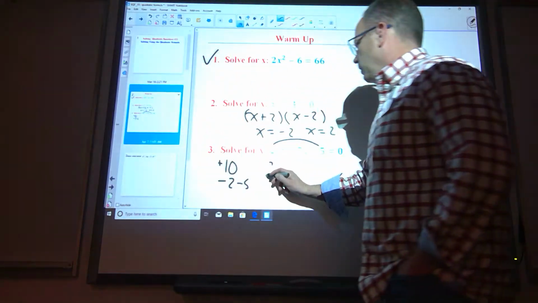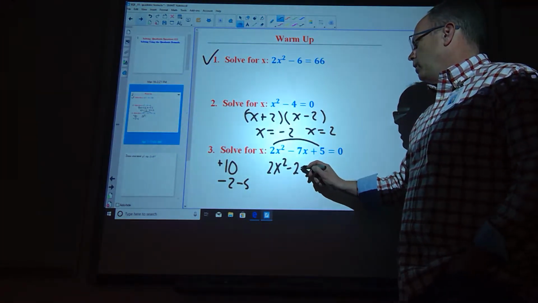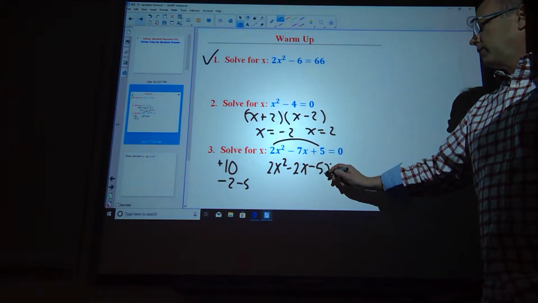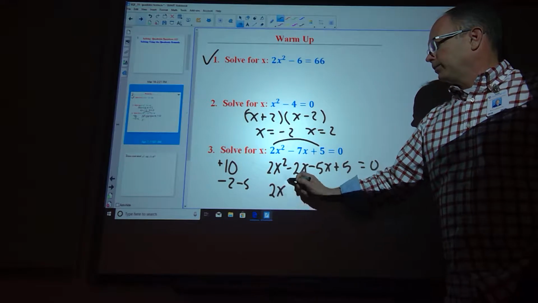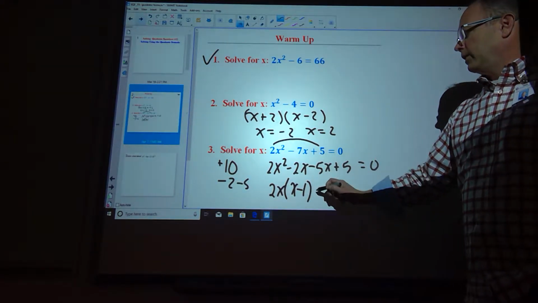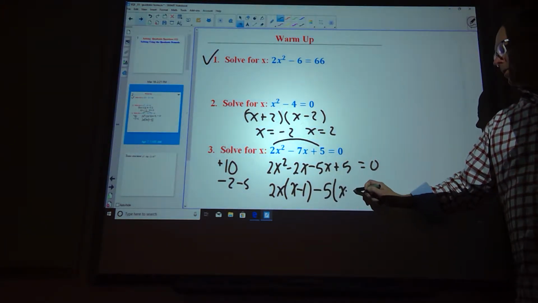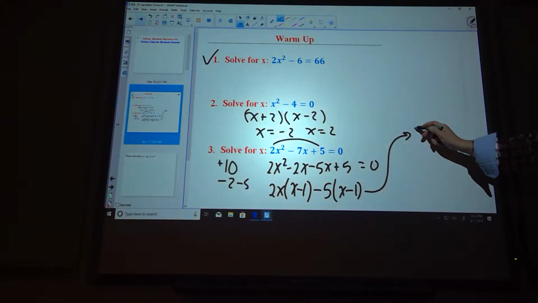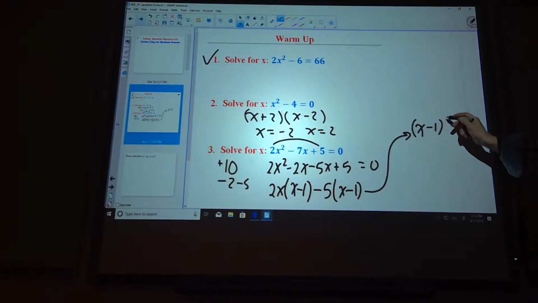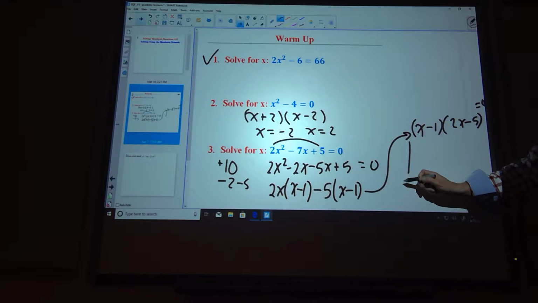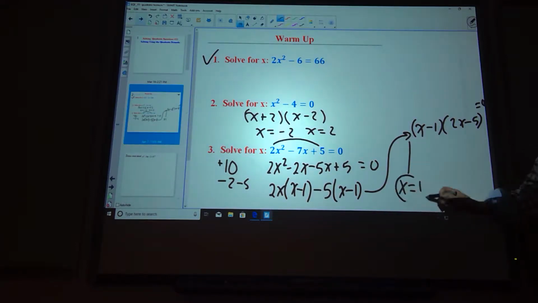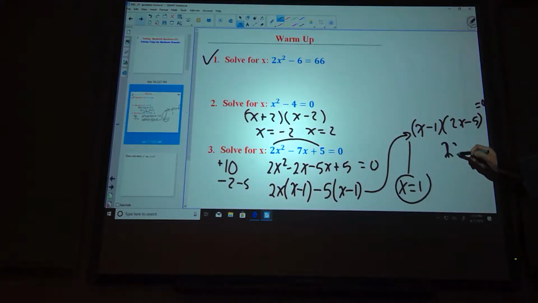This is one of the ones that we would have multiplied. So we have +10, and we know -2 and -5 would work. And then you're going to factor it, so 2x squared minus 2x minus 5x plus 5 equals 0. Factor out 2x. Factor out -5. So then we get x minus 1 and 2x minus 5, and those are still equal to 0. Set them equal to 0, so this gives me x equals 1. And this one gives me 2x equals 5, so then x equals 5 over 2.